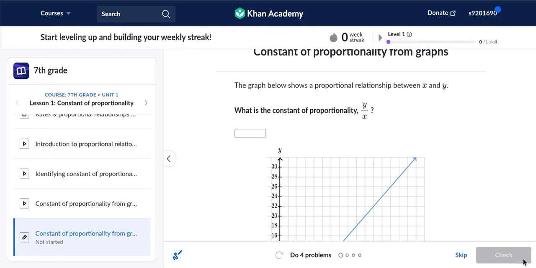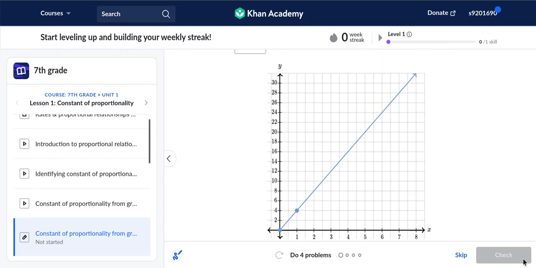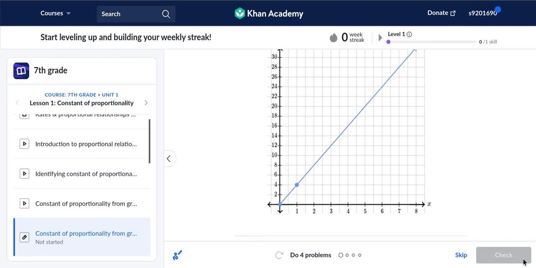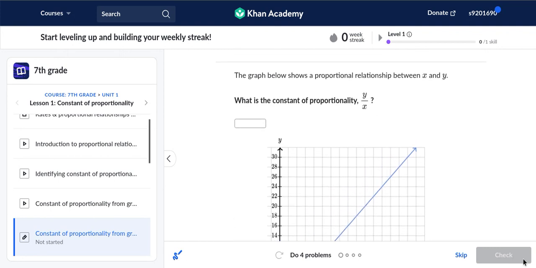It says the graph below shows a proportional relationship between x and y. It says, what is the constant of proportionality of y to x? So let's just look at this graph. We have a coordinate right here, and there's a 1 on the x-axis, and there's a 4 on the y-axis.